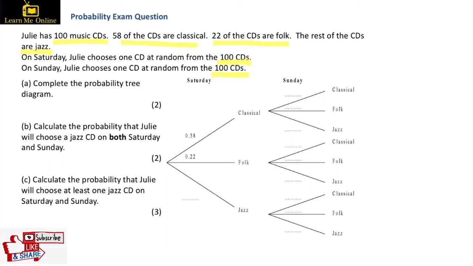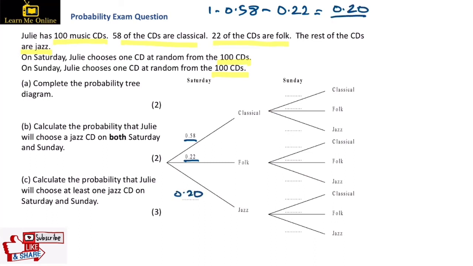So we have got 0.58, we have got 0.22. We know that the decimal numbers should add up to 1 because all the branches should add up to 1. That's how the probability works. So to find out how many are the jazz, you do 1 minus 0.58 and then minus 0.22 from it. So you get the probability of the jazz CDs would be 0.20 from here.